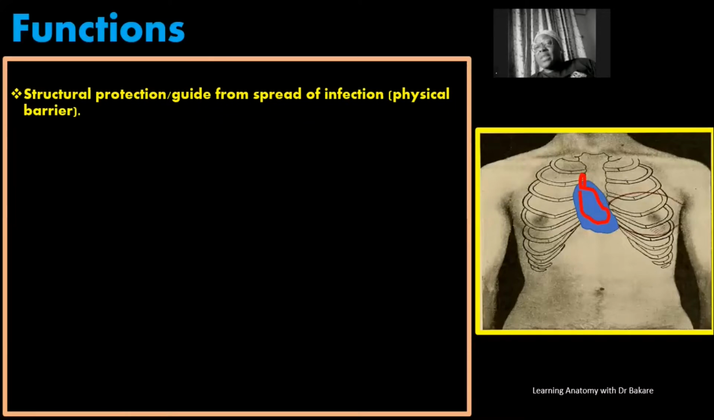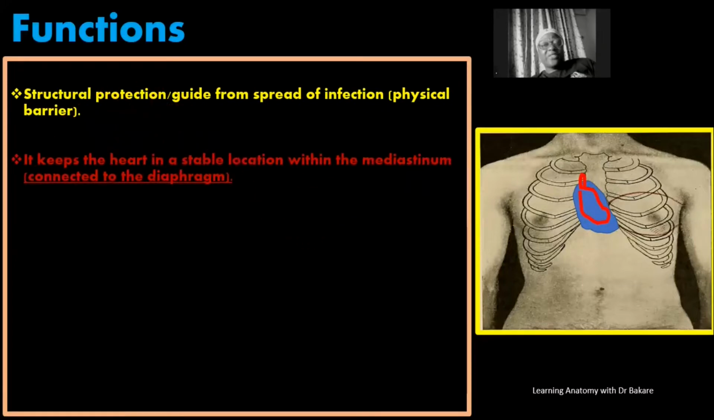Infection that occurs within the thoracic cavity will be prevented from reaching the heart because of the protection it has from the pericardium, which is a tough sac that encloses it. So it helps to limit the spread of diseases or infections to the heart, giving a physical barrier to it. Also, going further on the functions of the pericardium, it helps to keep the heart in place.